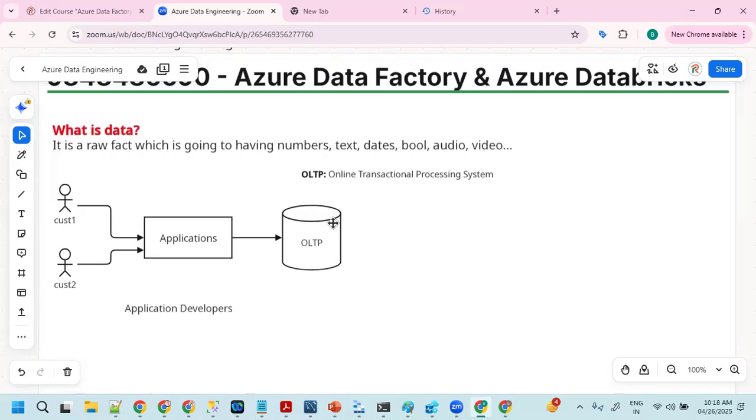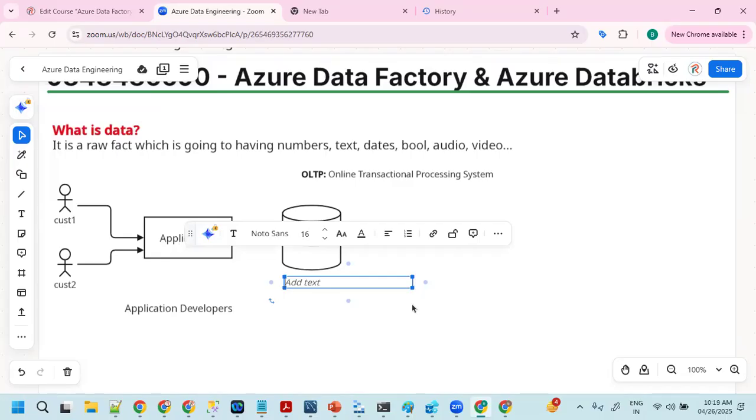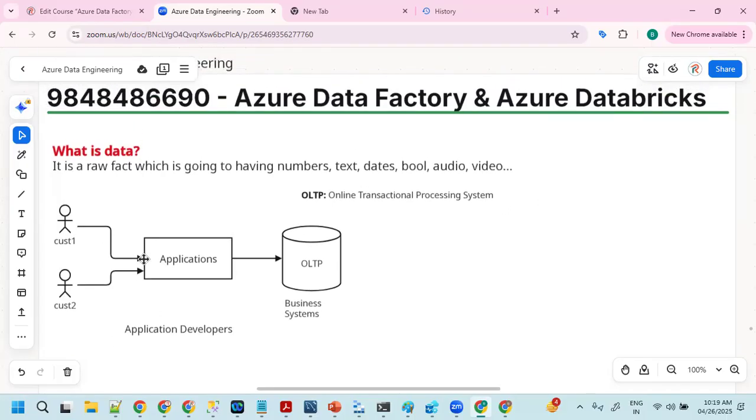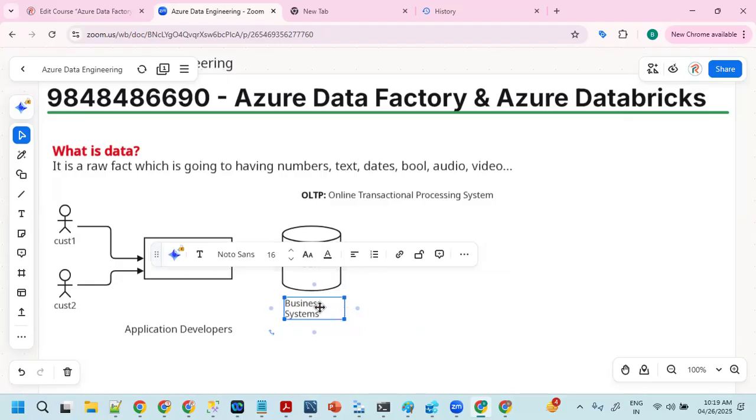From the business systems, we are going to collect the data. This OLTP system can be Oracle, it can be SQL Server, any database they may have. I just wanted to call all these systems business systems. These business systems are responsible for getting the data from the applications. Whenever the customer makes a transaction, according to the customer requirement, those details are captured and kept inside the OLTP system.